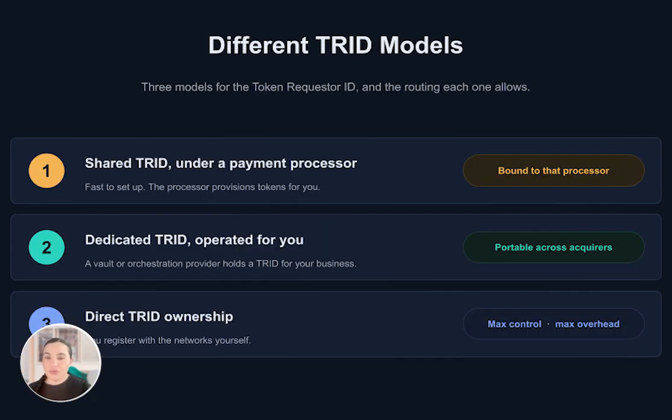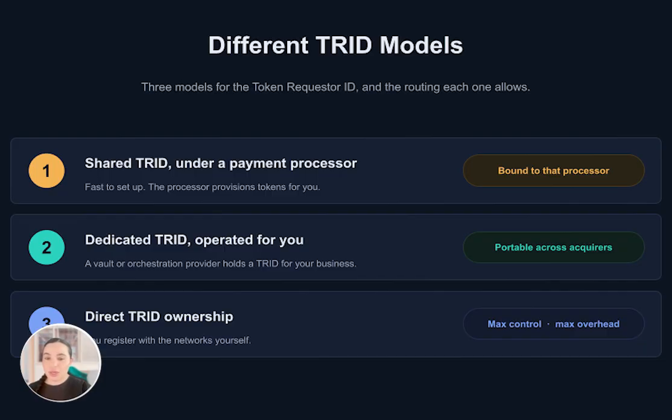So before any of those flows can even run, there's one decision sitting quietly underneath all of it. And honestly, it's a really easy one to get wrong. Here's the deal. Network tokens get provisioned under something called a Token Requester ID, or TRID for short. Think of it as a registration with the card network that says who asked for the token. And here's the part that matters. Whoever holds that registration is the one who decides whether your tokens are portable.